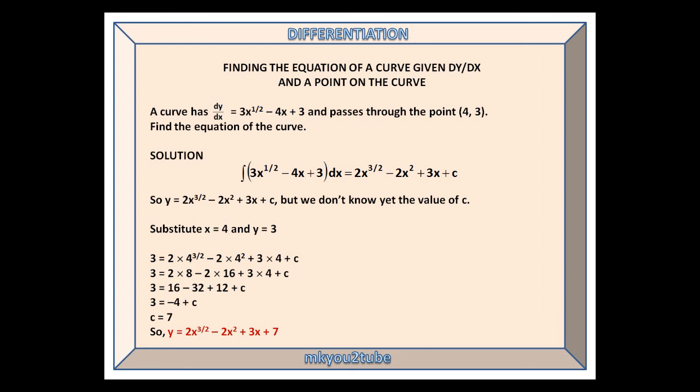So integrating, we get y equals 2x to the 3 over 2 minus 2x squared plus 3x plus c, but we don't know yet the value of c. Substituting x equals 4 and y equals 3, we find that c equals 7. So y equals 2x to the 3 over 2 minus 2x squared plus 3x plus 7. Again, you need to know your indices because you need to work out that 4 to the power of 3 over 2 is 8.